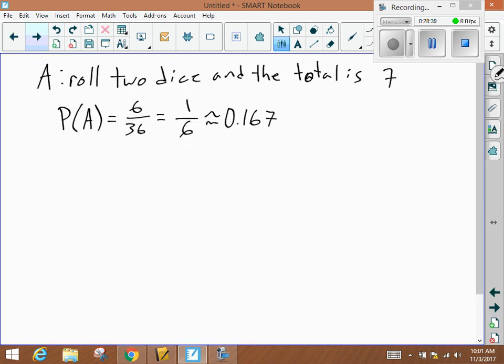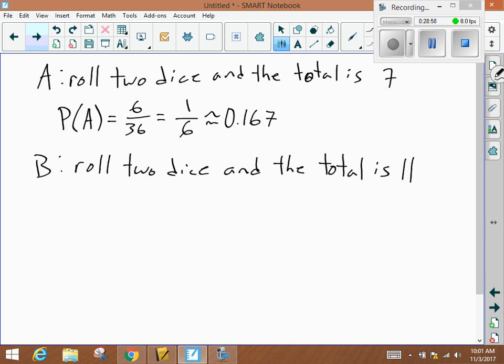We could write that as, if B is the probability that you roll 2 dice and the total is 11, then the probability of B is going to be 2 out of 36, or 1/18, which is approximately 0.056. All right. So, hey, now we have 2 probabilities. We can play with some of these rules, right?